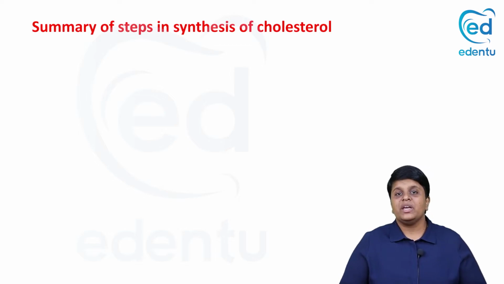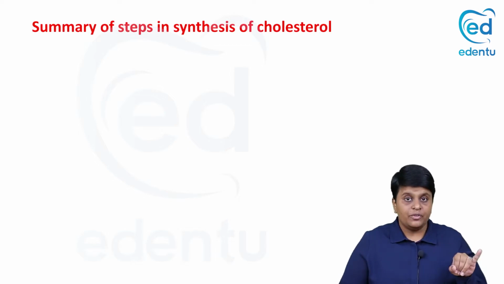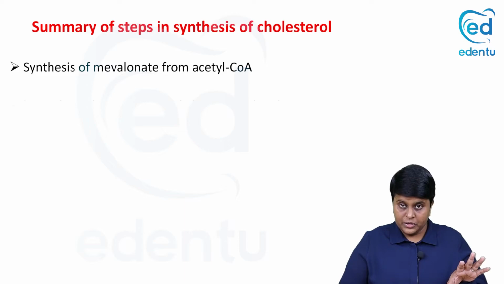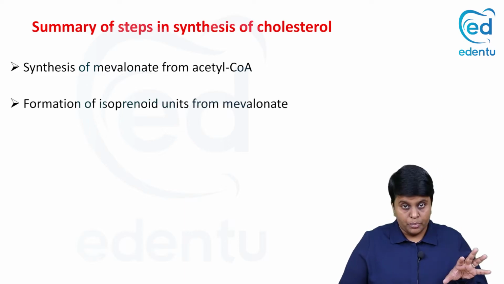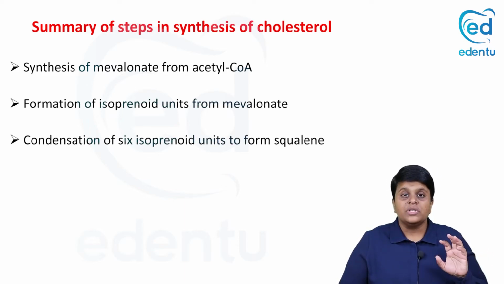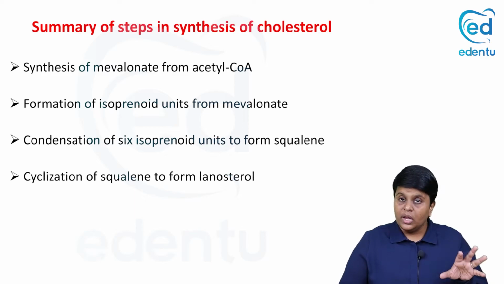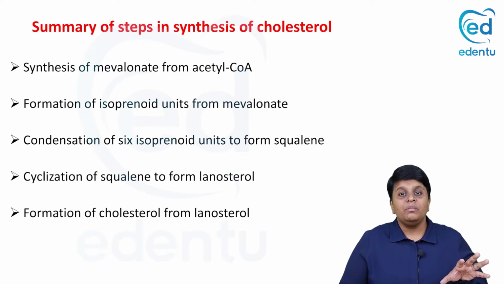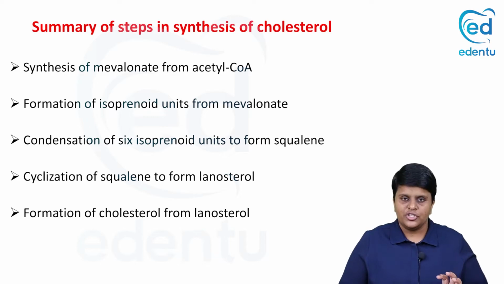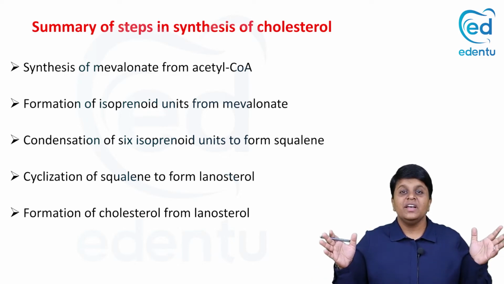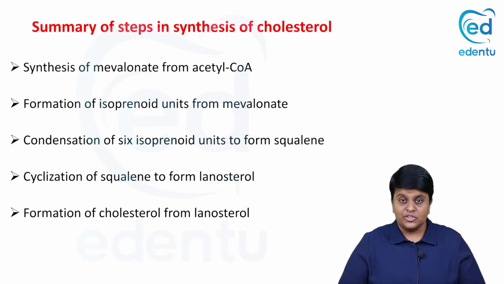So just to summarize all the steps, we started from acetyl-CoA, synthesized mevalonate first. From mevalonate, we formed isoprenoid units. From isoprenoid units, we formed squalene. From squalene, we formed lanosterol. And from lanosterol, we formed cholesterol. So this summarizes the entire steps in the synthesis of cholesterol.